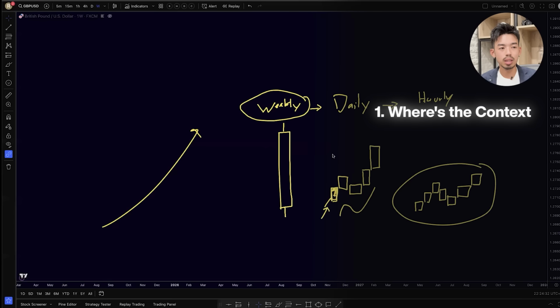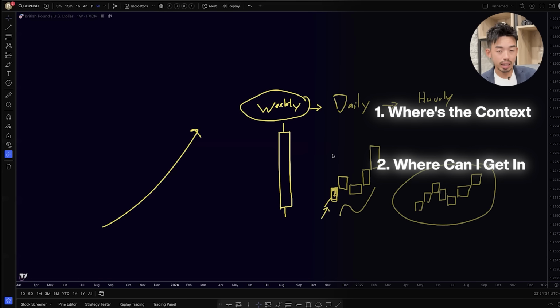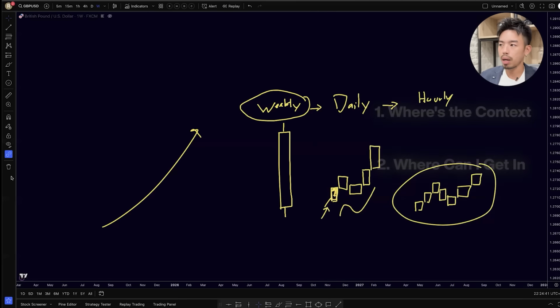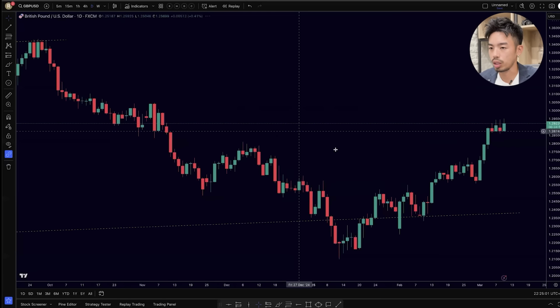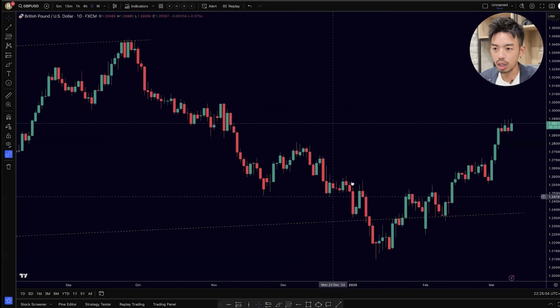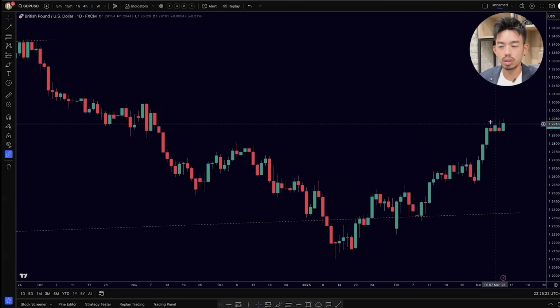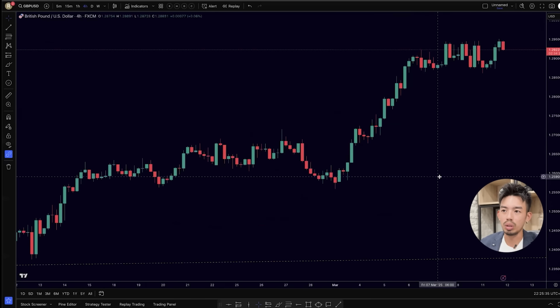The second point is, where can I get in? Where can I see the pullback, right? So if we look at pound USD again, as we were looking at earlier, this is a channel, things are going up, let's potentially look for a buy, right? If we drop down to daily time frame, for example, we will see things are slowing down and things are turning around. Now, if we continue going down, this move up will look bigger. Now, if we go to the 240, it will look like any other uptrend, right? So here's where it gets a little bit more fun.